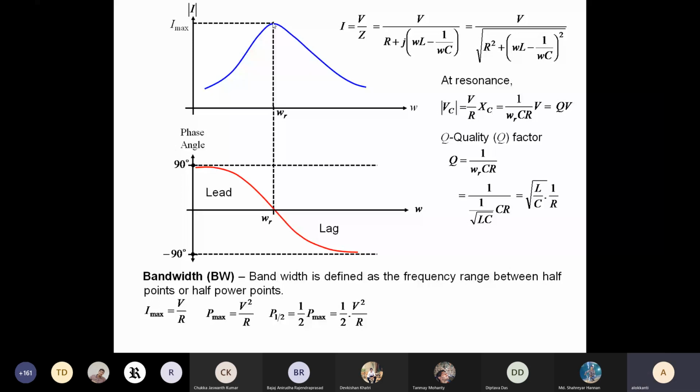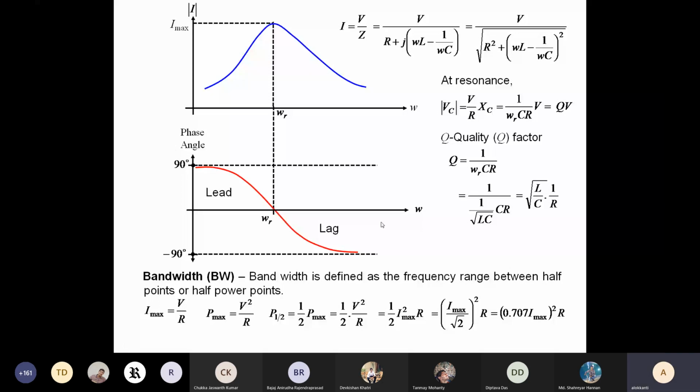Obviously, it will be I by root 2, the RMS value. So Phalf equals half of Pmax, equal to 1 by 2 V square by R. Imax is V by R, so it is Imax square R by 2, equal to Imax by root 2 whole square R. So the half power occurs where the current is Imax by root 2, which is 0.707 Imax.